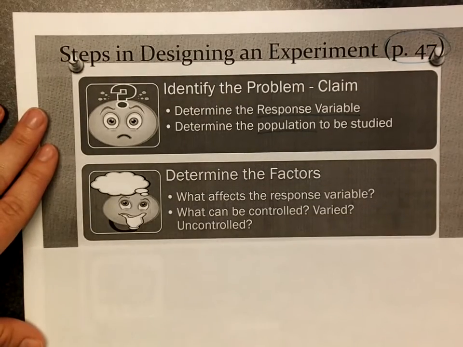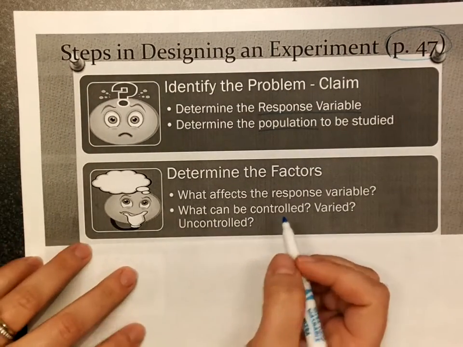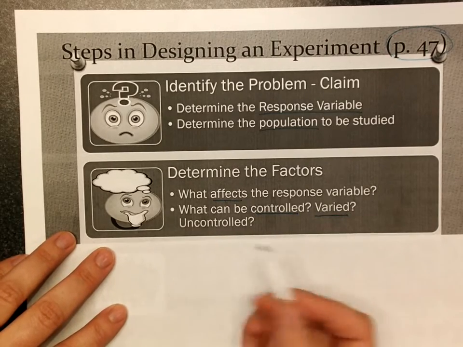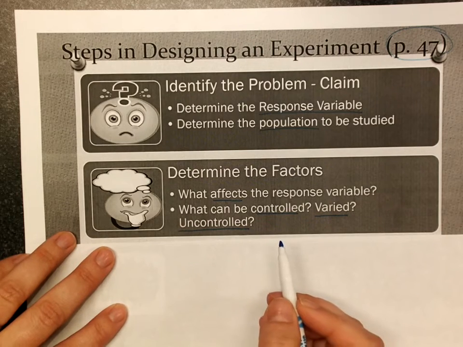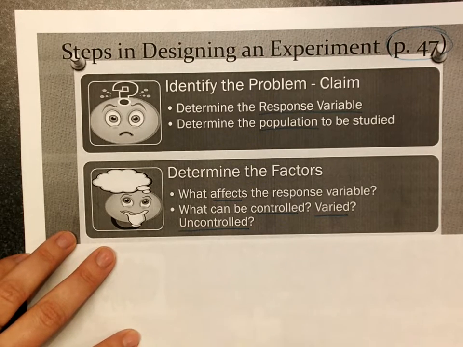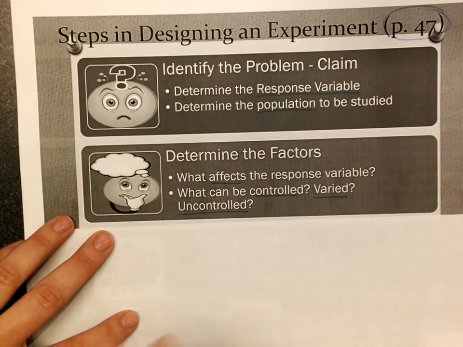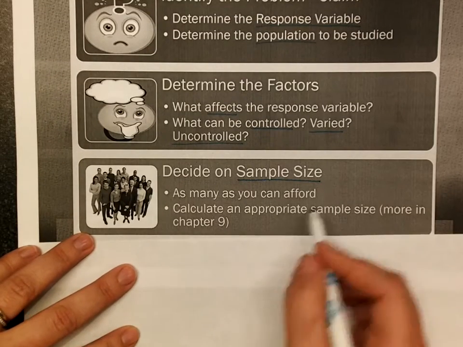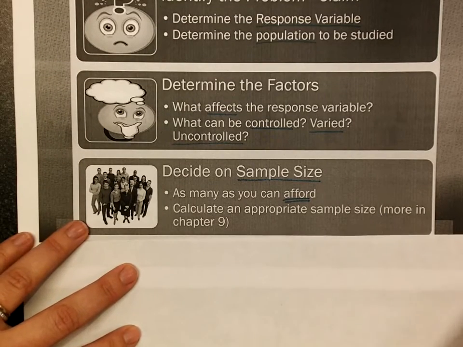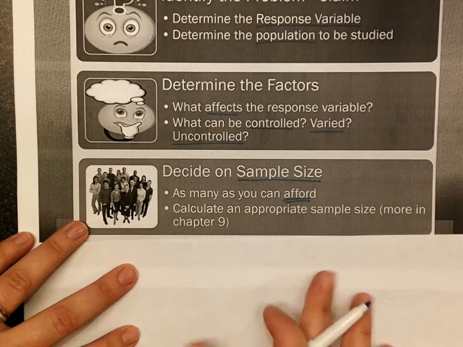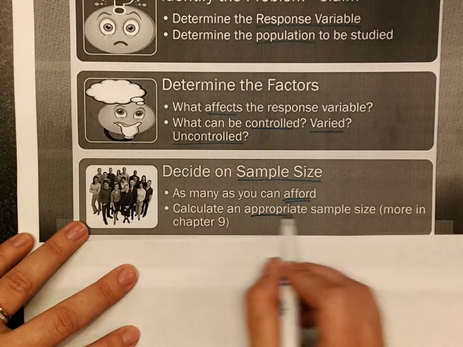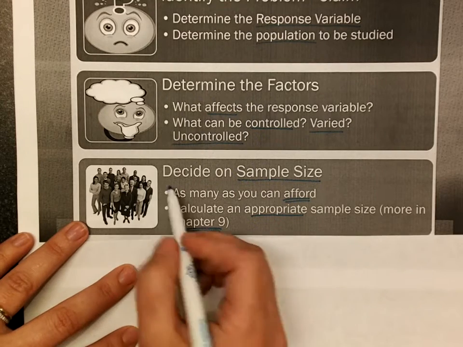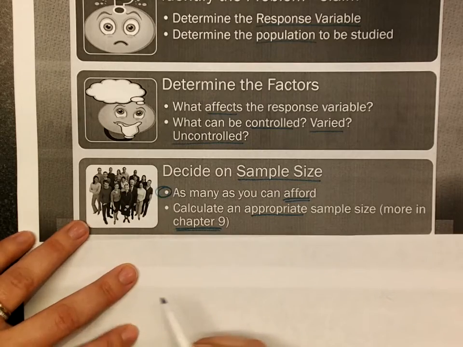And then determine the factors. This takes a lot of time to really think about what affects the response variable, what can be controlled, what can be varied, what are some things maybe you can't control. So really take your time to think about those different factors. You want to control as much as you can. And then we get to decide on our sample size. This is as many as we can afford, time and money and resources. Calculating an appropriate sample size we'll get to in Chapter 9. There's a technique for that. But in general, you just want to get as many as you can afford.